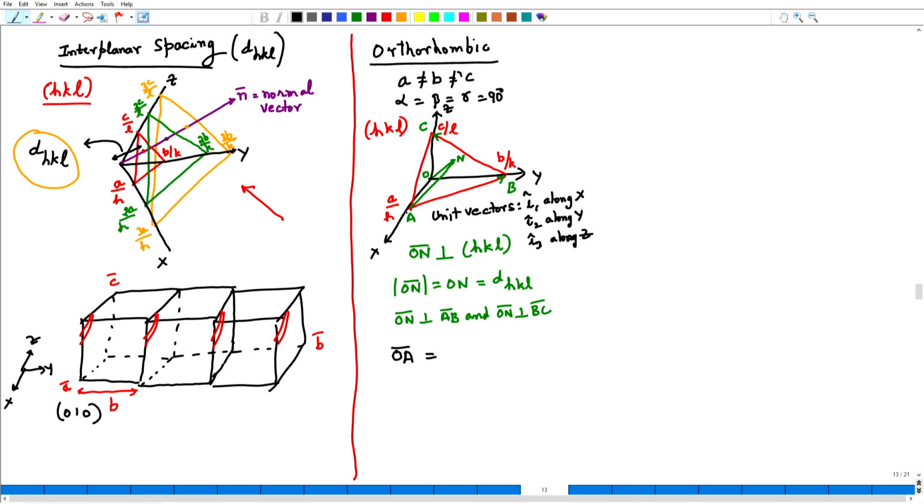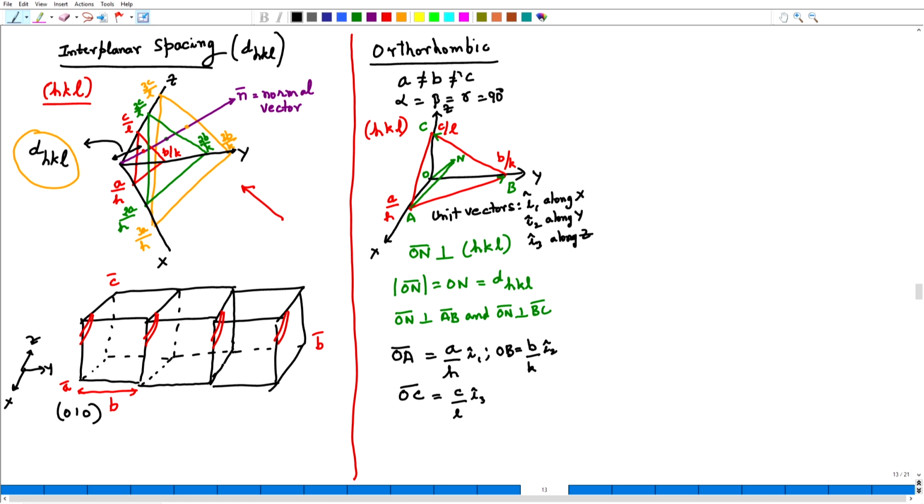Very clearly, it should be a by h, which is its magnitude, multiplied by the unit vector I1. Similarly, OB is b by k times I2, and vector OC is c by l times the unit vector I3. Now, what are the vectors AB and BC?